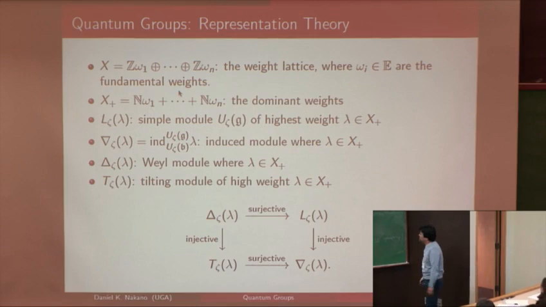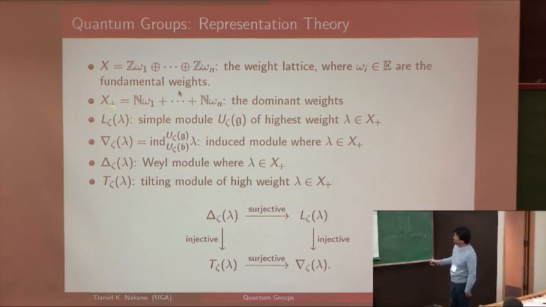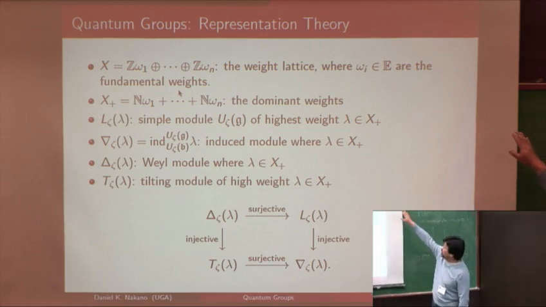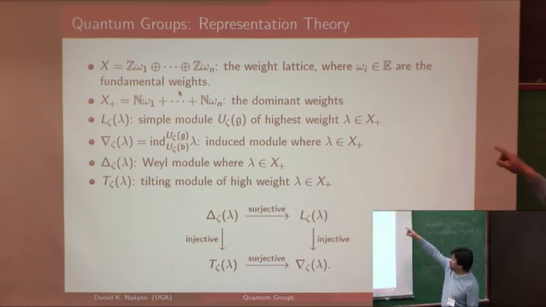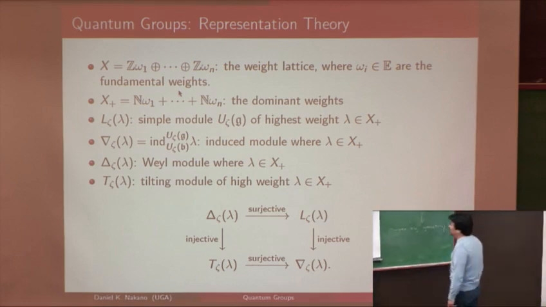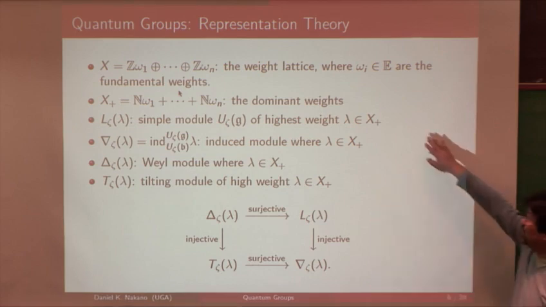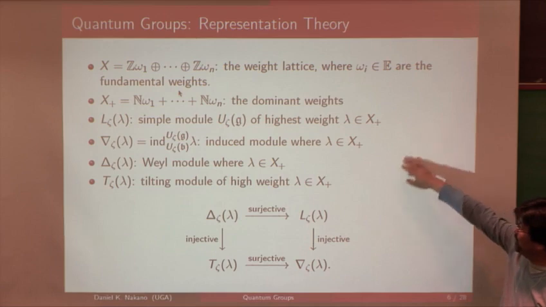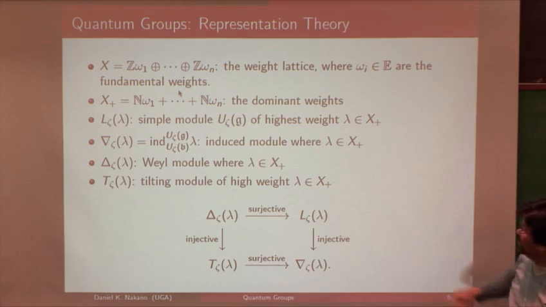All right, so this is similar notation as before. My plus is on the bottom, not on the top. In the last talk, the plus is actually on the top. So we need the integral weight lattice. We take integer combinations of the fundamental weights, and the dominant weights are just the ones where the coefficients are bigger than or equal to 0. As in the last talk, we have simple modules corresponding to the highest weight lambda, which is dominant. We have these induced modules, which were also defined in the last talk. And then we have the Weyl module, and then we have the tilting modules.